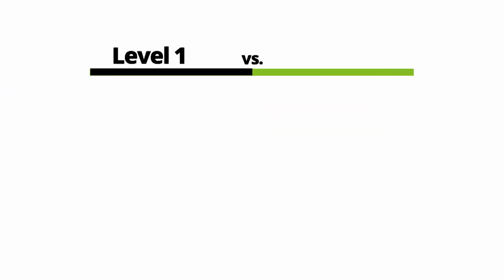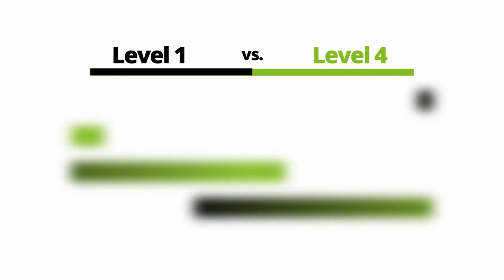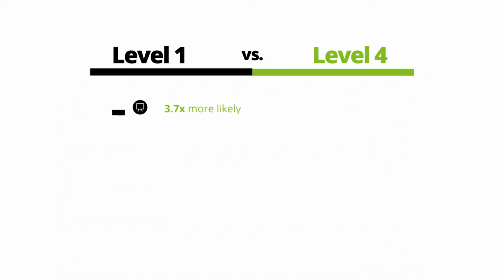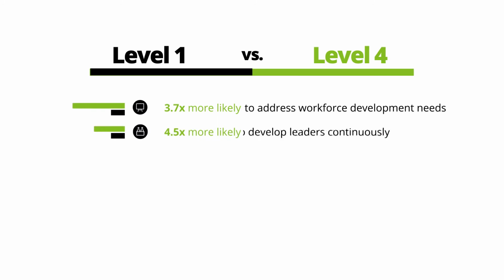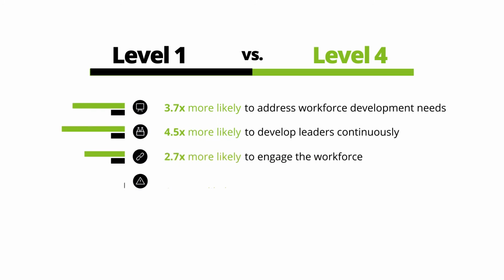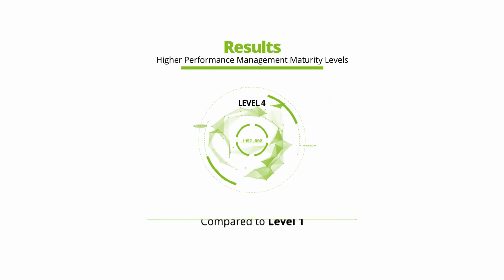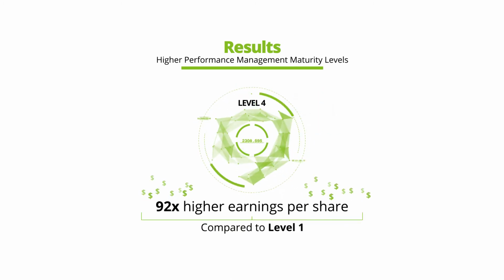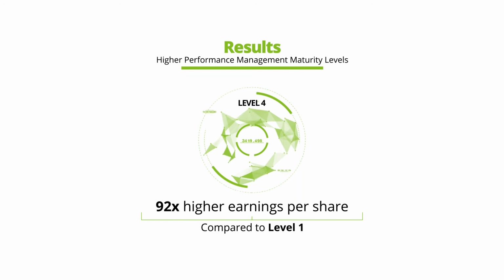Reaching higher levels of performance management maturity has measurable benefits. Compared to level one, organizations at level four are more likely to address workforce development needs, develop leaders continuously, engage the workforce, and encourage appropriate risk-taking. The results of high-impact performance management maturity speak for themselves, and the payoffs can be remarkable.